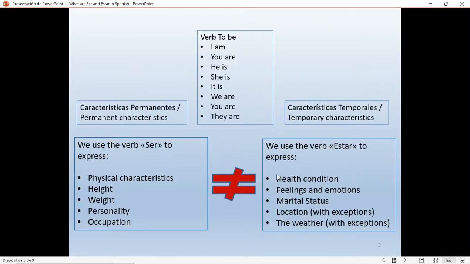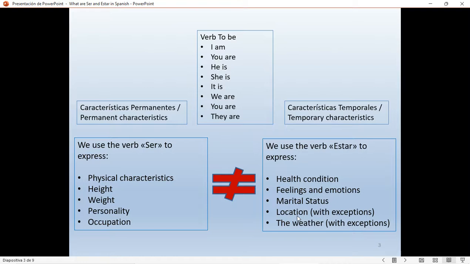Now, here we have the difference between these two verbs that we have in Spanish. Once again, we have the conjugation of them in simple present tense. Here we have the verb ser, and here we have the verb estar. Ser works for permanent conditions of the subject, such as physical characteristics, height and weight, personality, and occupation. And estar, by its side, works for temporary conditions of the subject, such as health conditions, feelings and emotions, marital status, location, with exceptions.